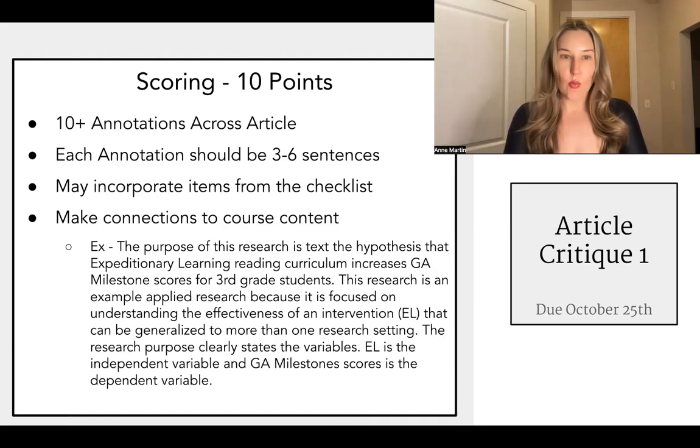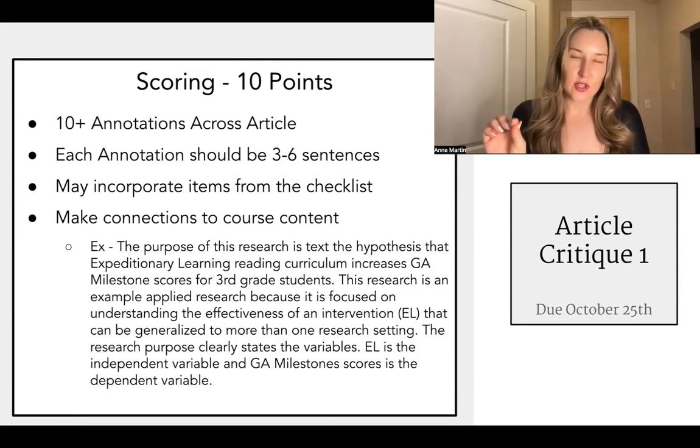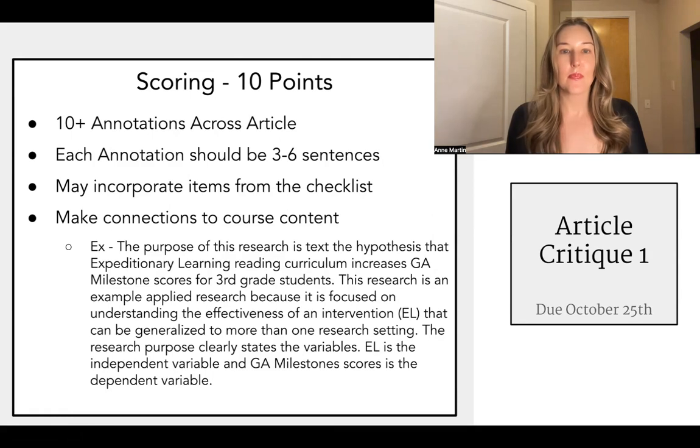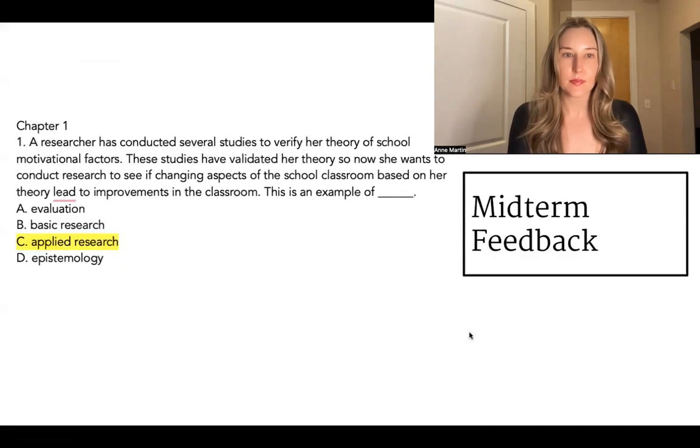So you can incorporate items from the checklist. Oh, I skipped one. Each annotation should be 3 to 6 sentences long. So you're not just putting an annotation to say, this is the research purpose. You need to actually discuss it. And I'll show you an example in a moment. And then make connections to the course content. So this is an example of what an annotation might look like to talk about the research purpose.